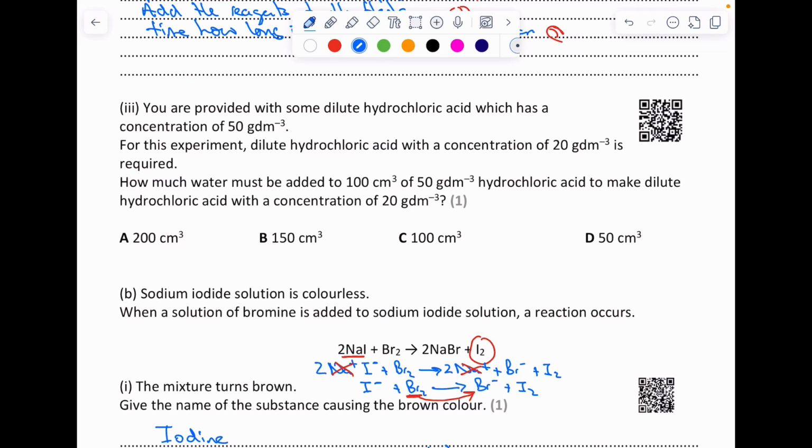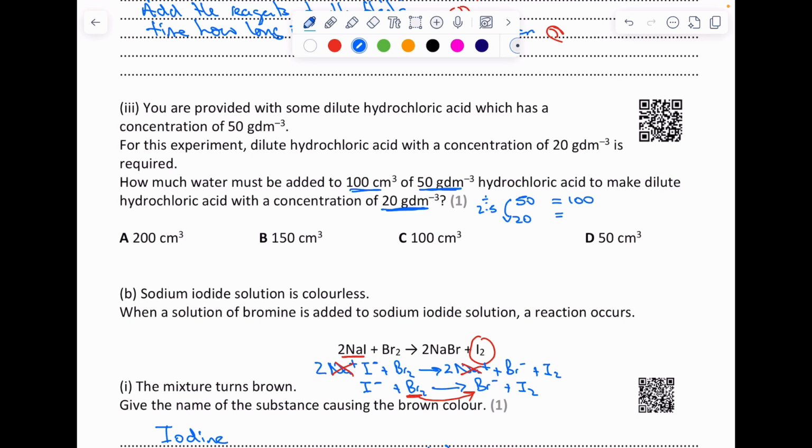Okay, to work this one out, what we're being told here is if we have 50 grams per centimeter cubed in 100, so let's put that here. So we've got 50, and that's in 100, and we want to reduce the 50 to 20. So I want to drop that to 20. So the first thing to do here is if I do 50 divided by 20, that's going to be a change of 2.5. Now remember, because I am reducing the concentration, I'm having to add more water.